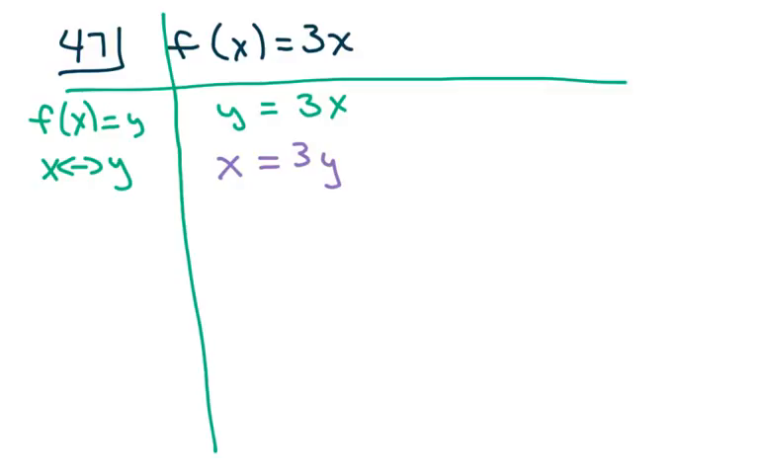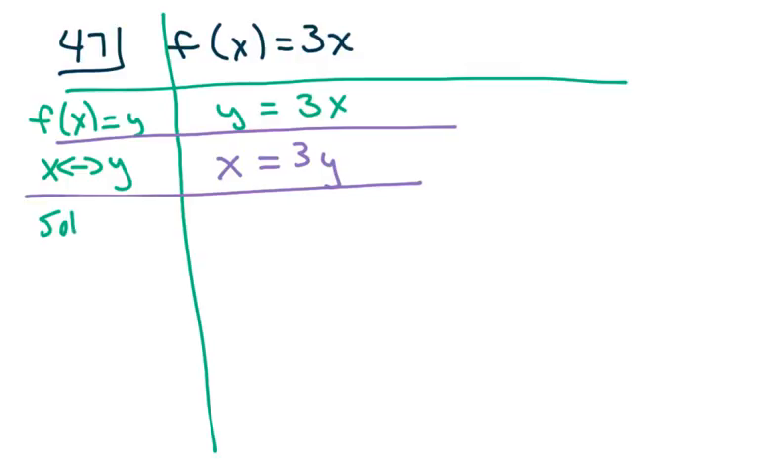Then the next step is to solve for y. So we're basically just dividing both sides by 3, so we get 1/3 x equals y. Basically we just divided both sides by 3 here. You know how to do that, that's from Algebra 1. Alright, so that's the inverse, and that equals f inverse.